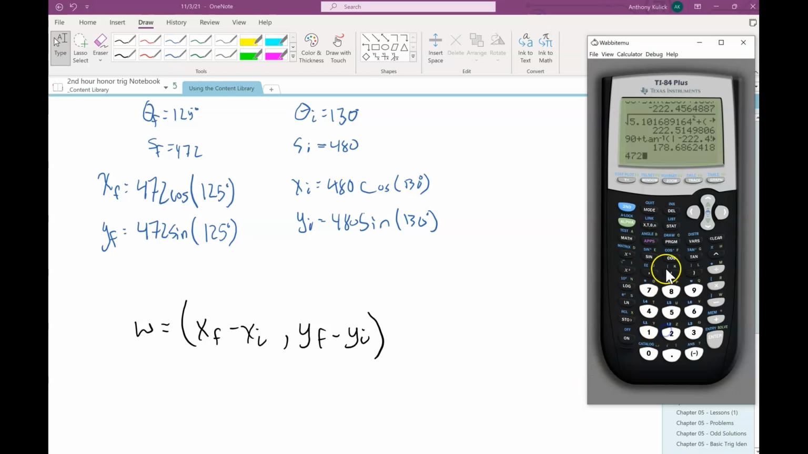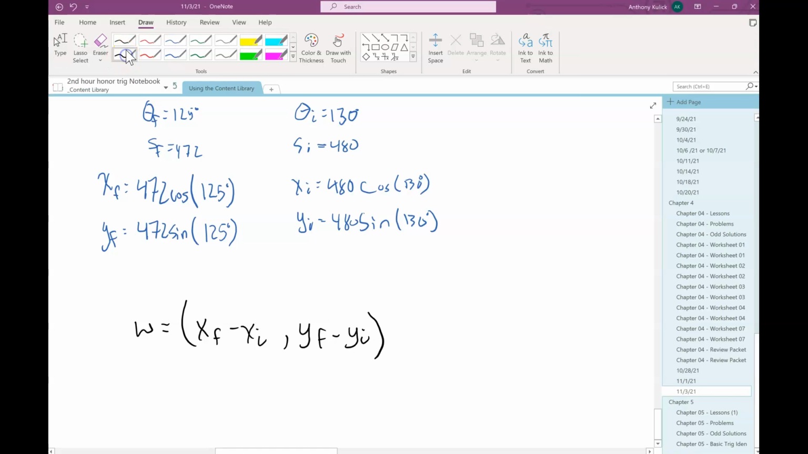So 472 cosine 125 plus 480 cosine 130. Oops, I didn't mean plus, I meant minus. And then same thing except sines. So 37.8 and 18.9.